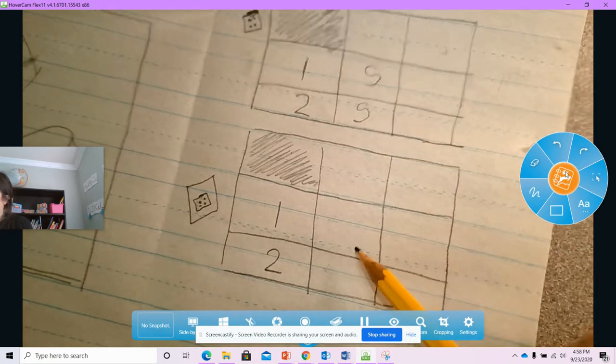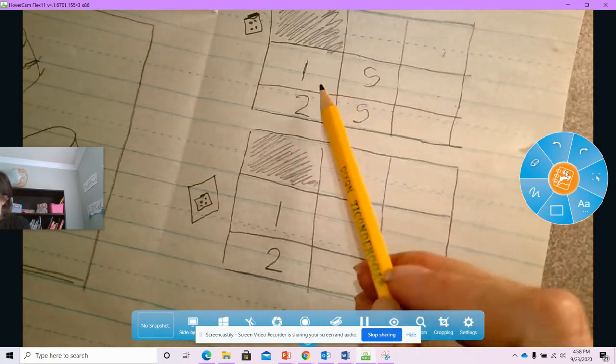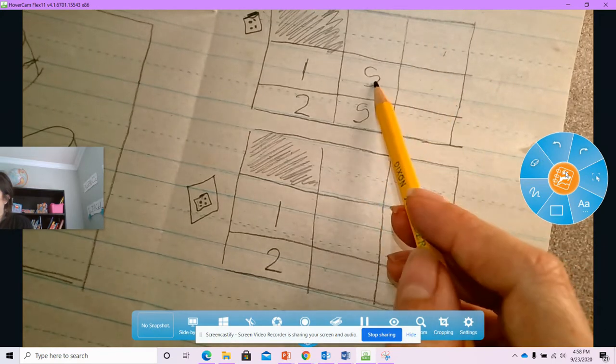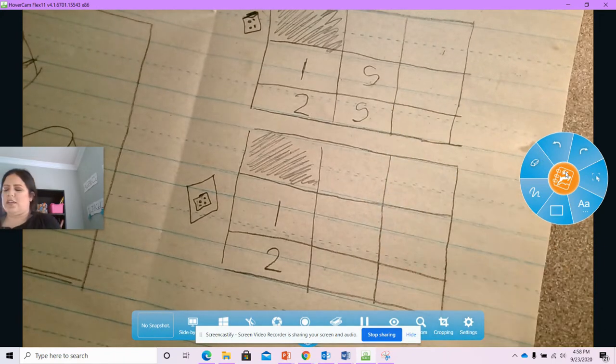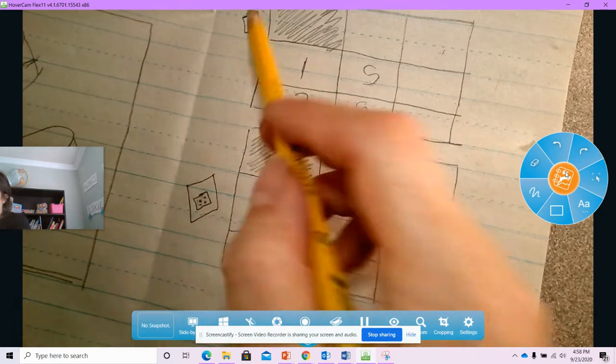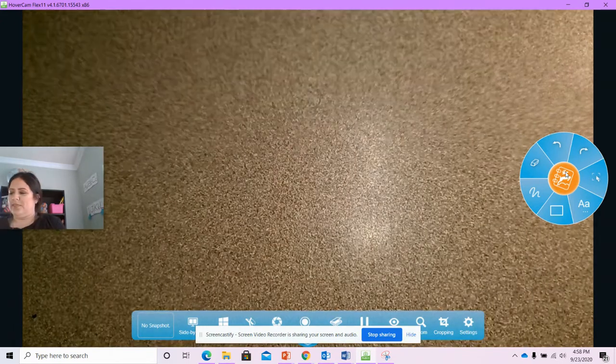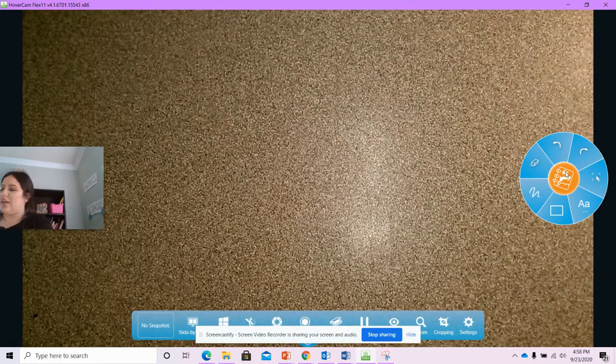I'm going to move on to my next one. Did it sink or did it float? It sank, and it sank both times when it was just the dice by itself. All right, now we're going to try the other way.